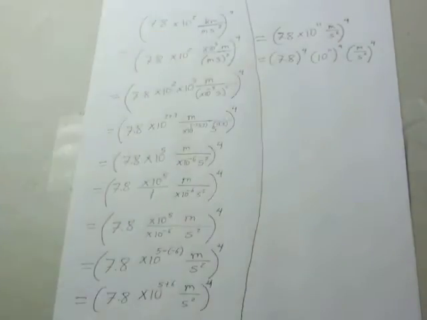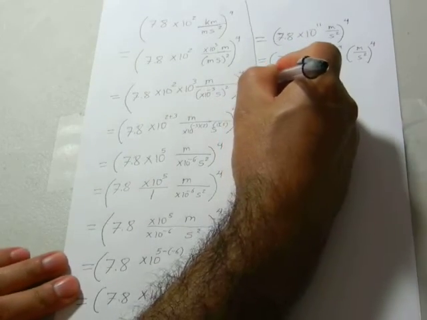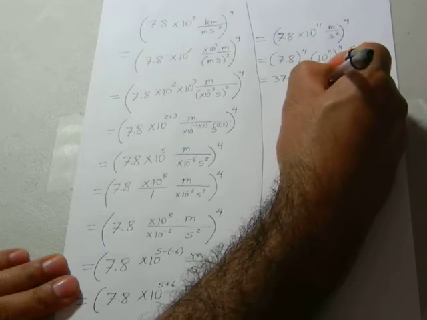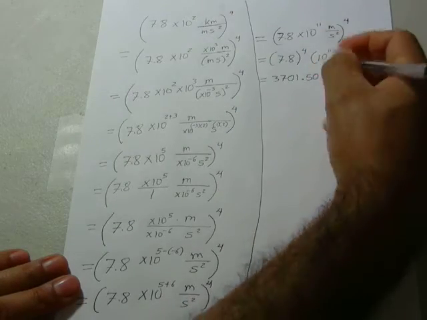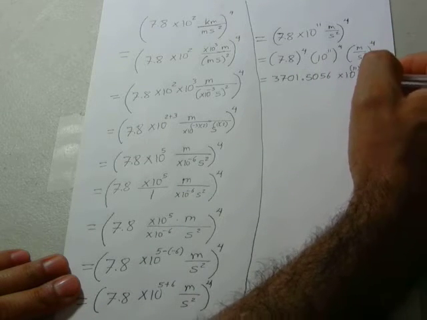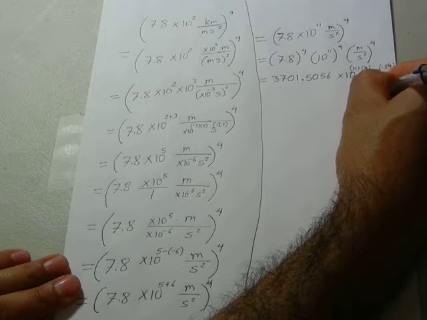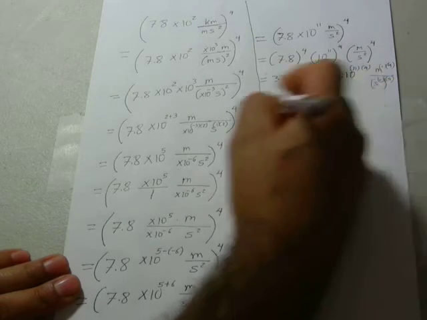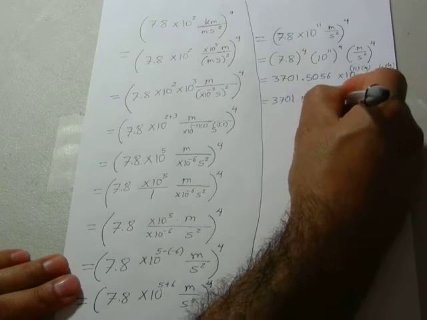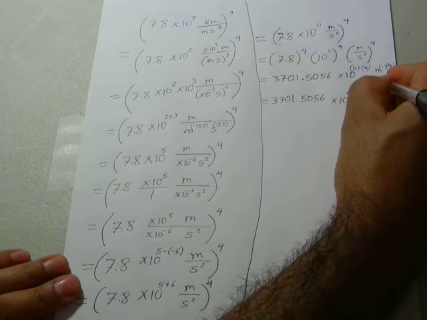The same. So 7.8 to the 4 power is going to give me a big number, 3,701.5056. Now, powers and powers we multiply. So we have times 10, 11 times 4. And powers with powers are affected. So we have meters, 1 times 4, and seconds square times 4. At the end, 11 times 4, 44. We have 1 times 4, 4 meters 4. 4 times 2, 8.